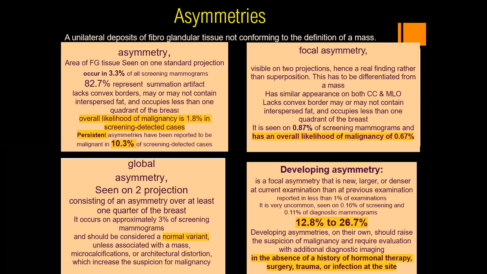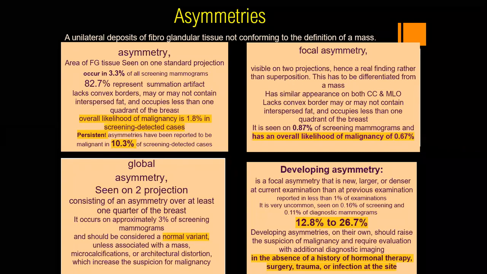Focal asymmetry is an asymmetry simulating a mass. However, it lacks the full criteria of a mass: the convex outward border, and the central increased density or higher density at the center. But the likelihood of malignancy is even less than the asymmetry, less than 1%, but it is more than zero. So it will be BI-RADS 3. If at initial diagnosis you have focal asymmetry, it will be BI-RADS 3.